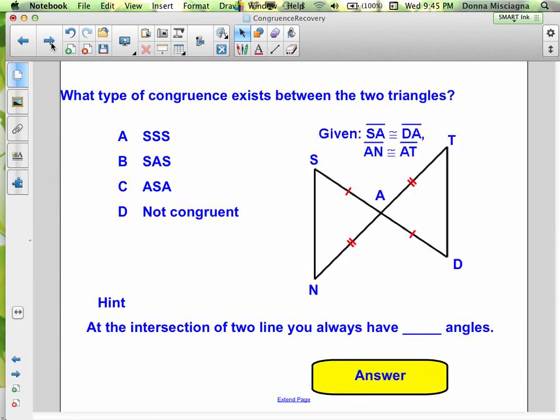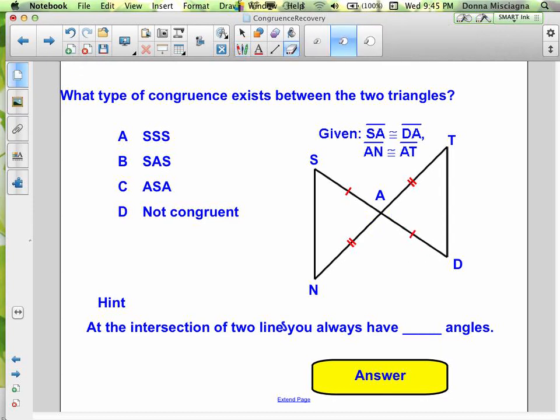This one is super easy. Super, super easy. And that's already marked for us and they don't overlap. What type of congruence exists between the 2 triangles? There's a hint: at the intersection of 2 lines, you always have blank angles. Well, there's lots of things I could fill in there. I could fill it in with 4 angles. I do have 4 angles there, 1, 2, 3, 4. That's not very helpful.